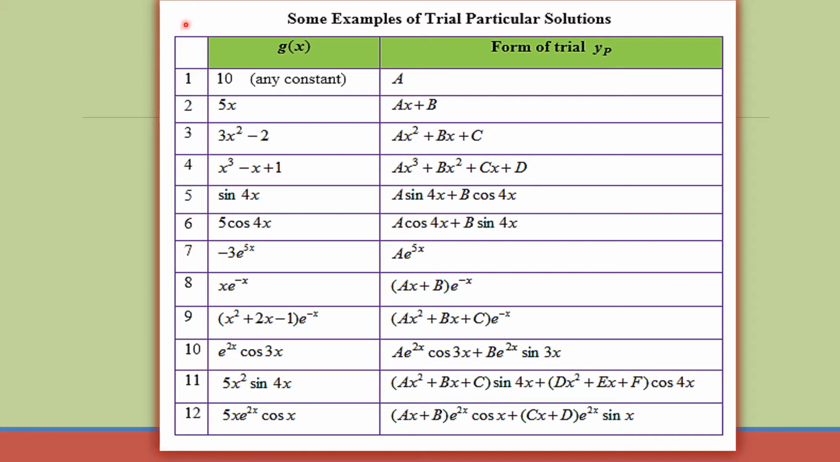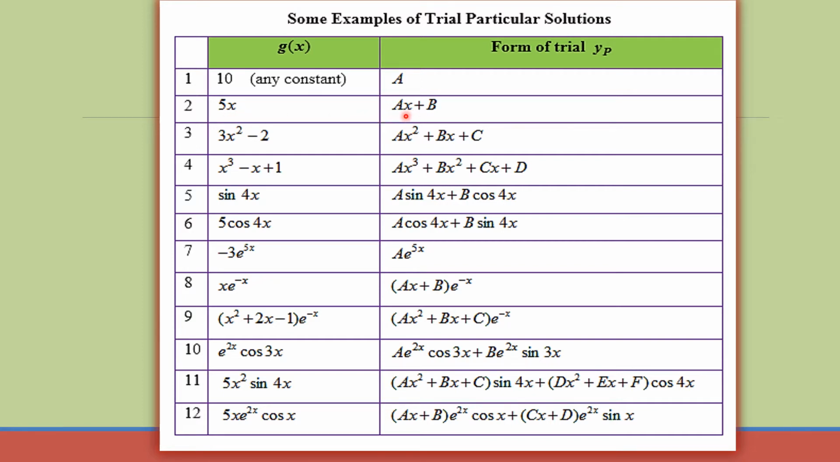I have already explained this table to you in the first part of chapter 4.4. Let me now add some additional information for you to understand better how to form the trial yp given the function g(x). Let us look at example number 2. Suppose g(x) is a linear function such as this. g(x) is equal to 5x. So how do we write down the form of the yp?